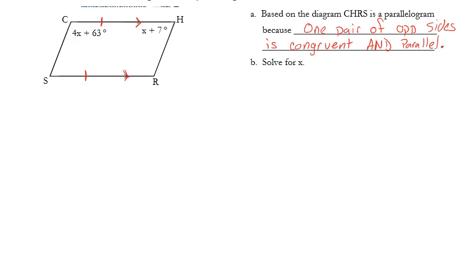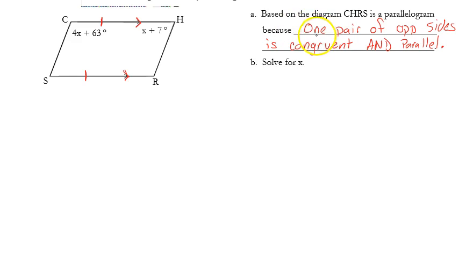Another option that we see sometimes is that both pairs of opposite sides are congruent. That makes it a parallelogram. Or both pairs of opposite sides are parallel. Or both pairs of opposite angles are congruent. Those are just some of the options we have for up here. But the focus on part A is not anything to do with x. The focus on part B is x.